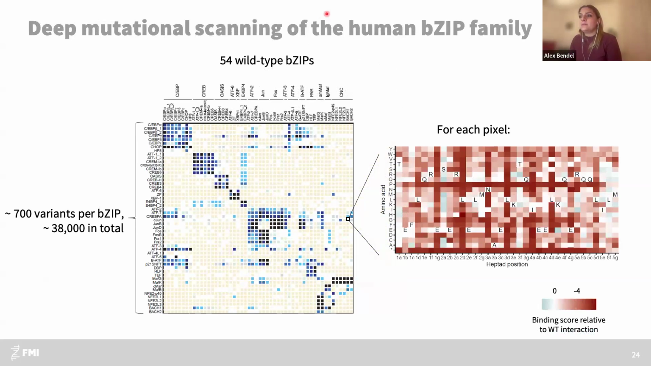So our aim to now understand the genetic complexity, or genetic architecture, of this network was to perform a deep mutational scan of the entire human bZIP family, where we basically create every possible single amino acid mutation in every one of the 54 bZIPs, and then measure the interaction of these mutants with all 54 wild-type bZIPs. So for each pixel in this all-by-all wild-type heat map, we make one of these deep mutational scanning heat maps, where we see each amino acid in the rows, each position within the zipper domain in the columns, and the color indicates the binding score that we measured for the given mutant.